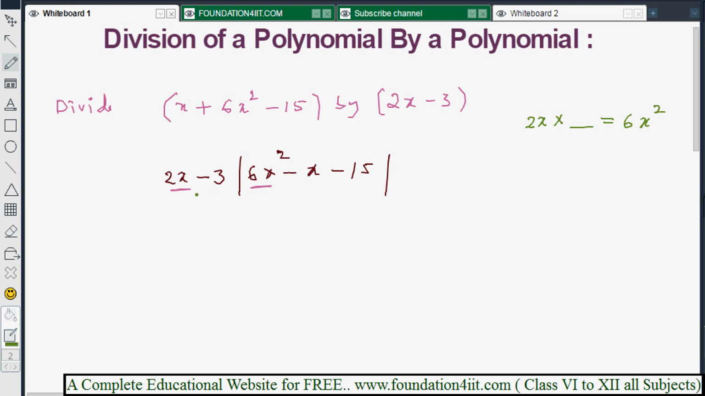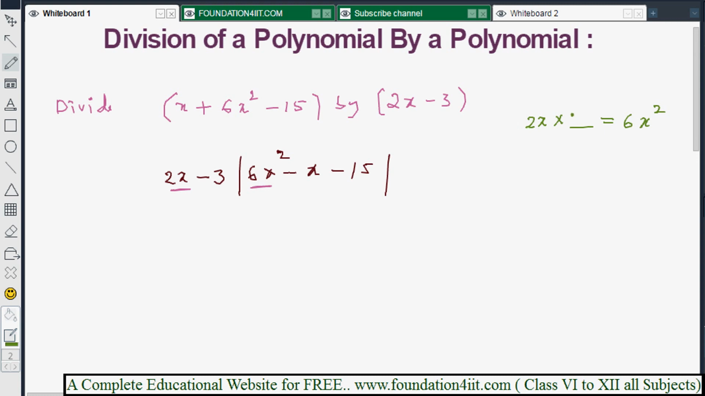So take the first term in the dividend and the first term in the divisor. Then we will get the quotient and remainder. 2x into dash is equal to 6x square. So first verify the sign: if it is plus, this is also plus, so plus only will come.